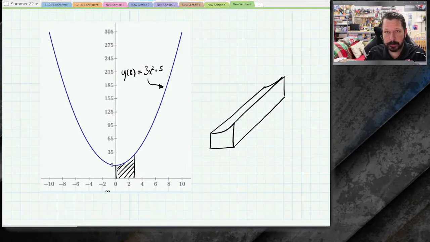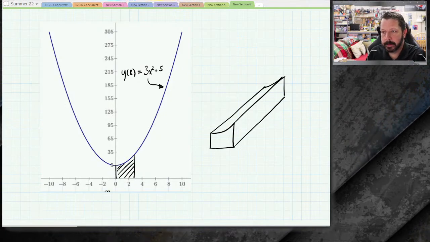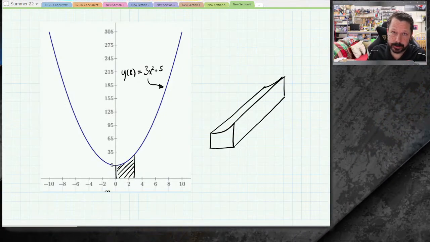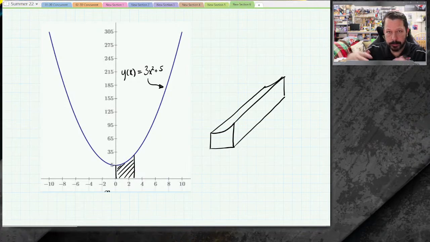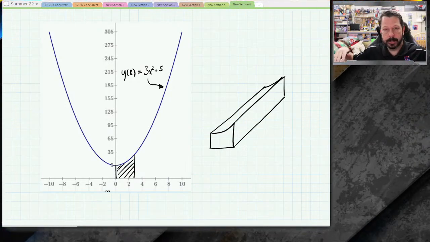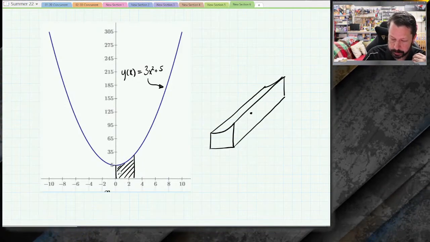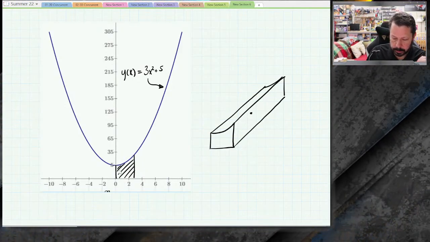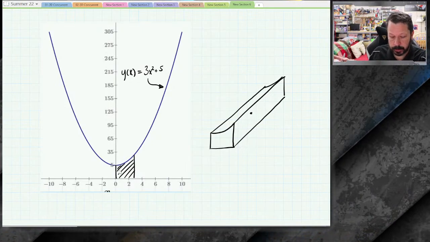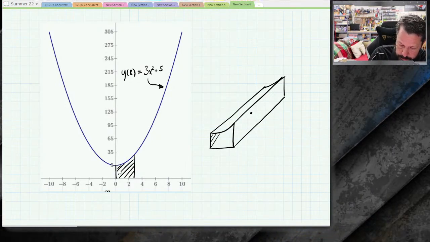Now again, we're talking about not the centroid of the beam, but the centroid of the beam's cross section. The beam is a three-dimensional element, so it would have a place where it would balance, somewhere in here. We're only talking about the centroid of the beam's cross section. So just this little piece.